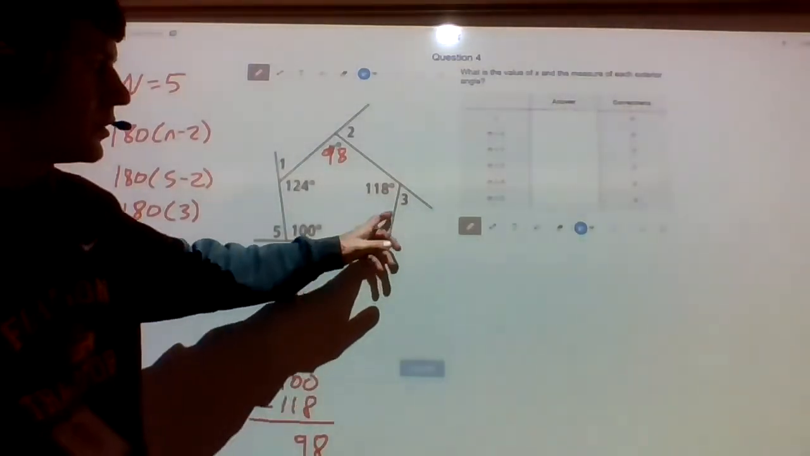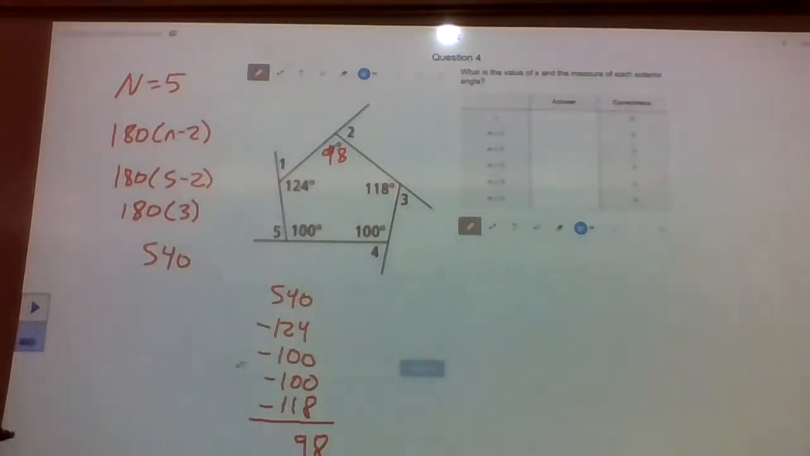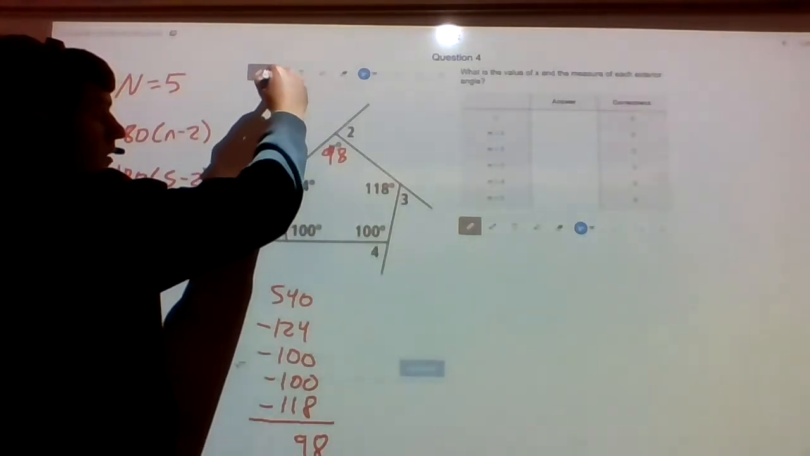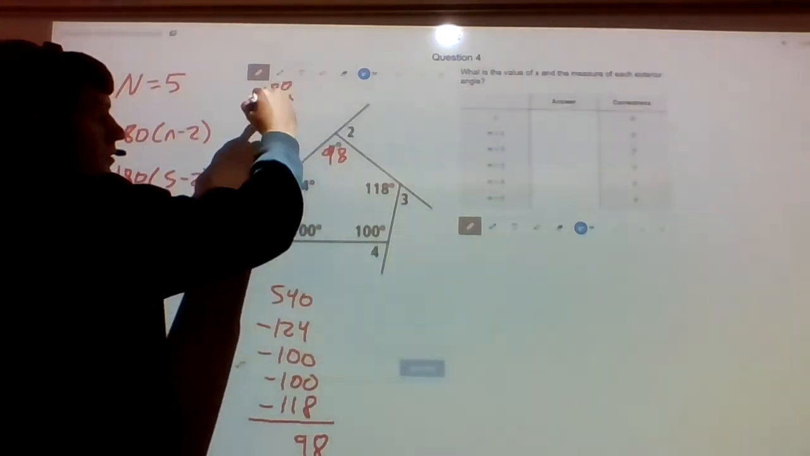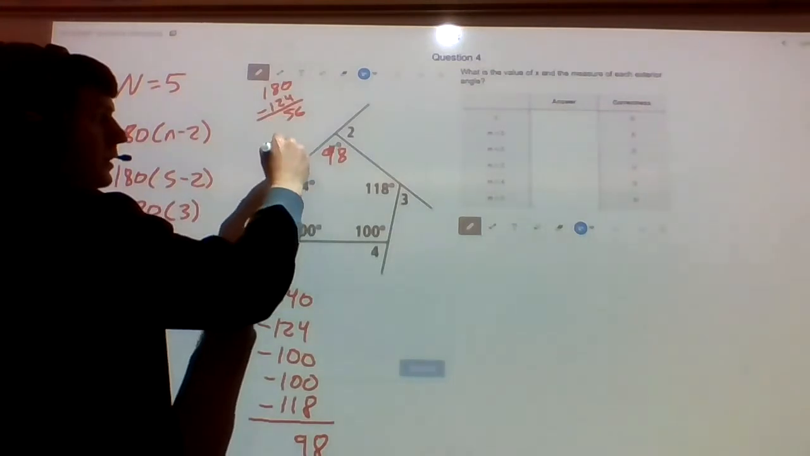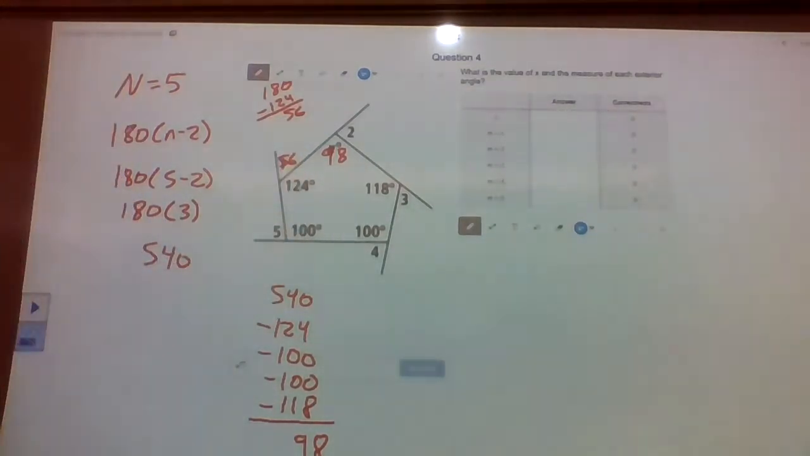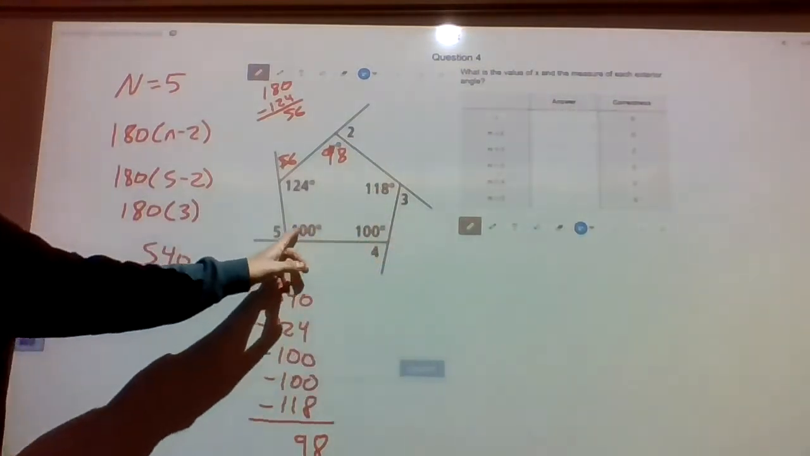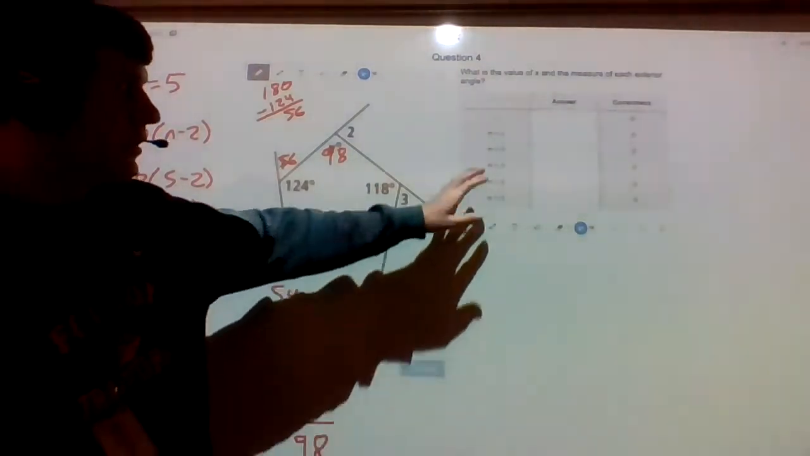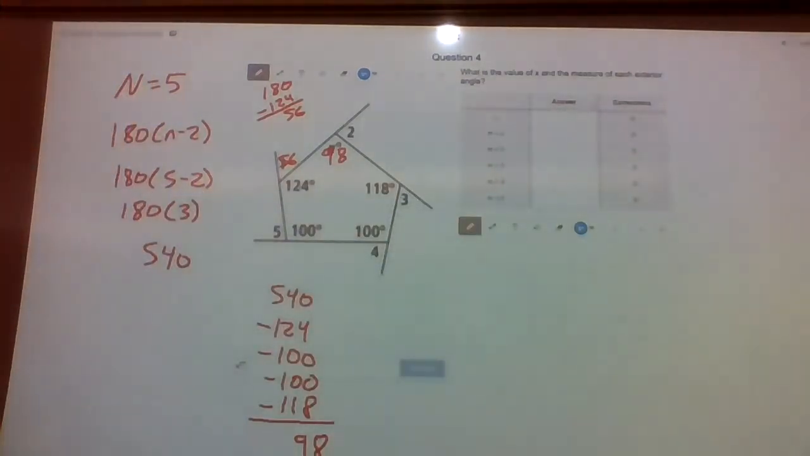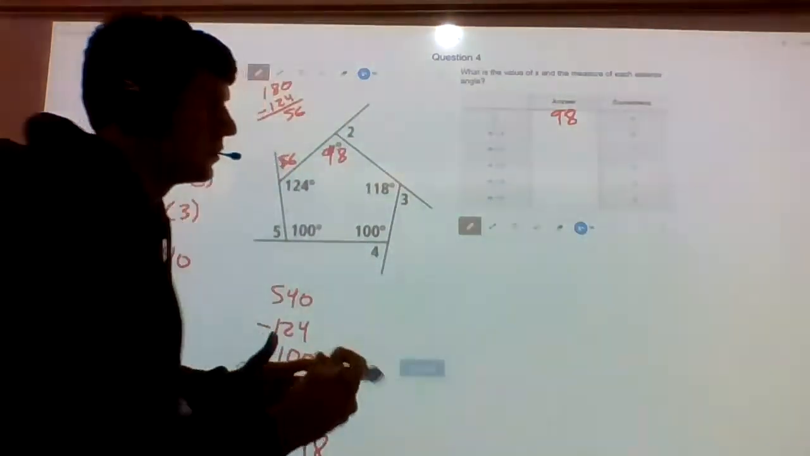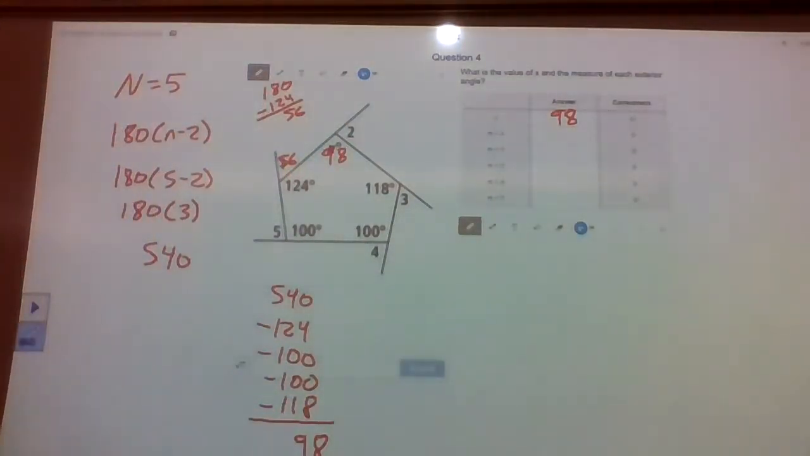Then you notice we have linear pairs. The interior and exterior angles in the polygon form linear pairs. So we can simply do 180 minus 124, and that's going to give us 56. So that's going to be angle 1. Okay, 180 minus 98, 180 minus 118, 180 minus 100, 180 minus 100, and that should let us fill in the rest of this information. So x was 98. Then we can just use linear pairs to get the rest of those answers.